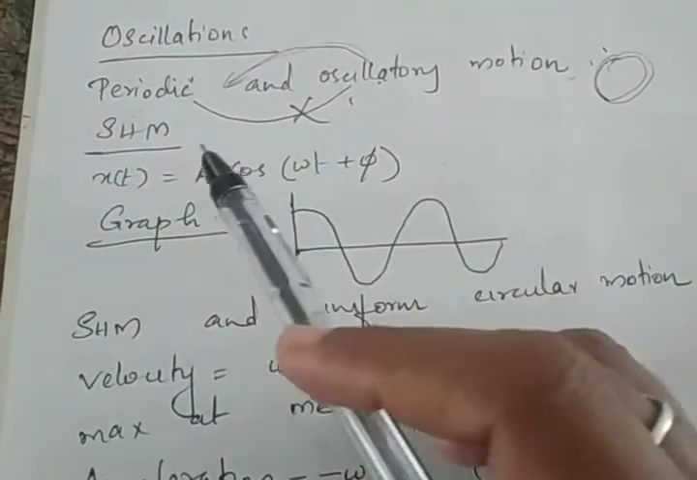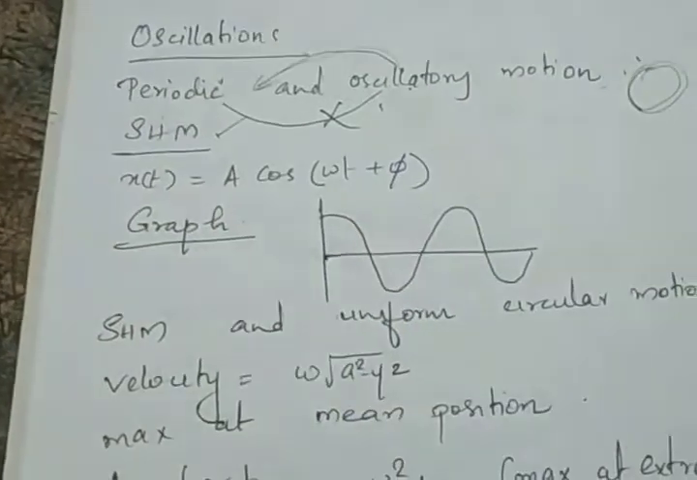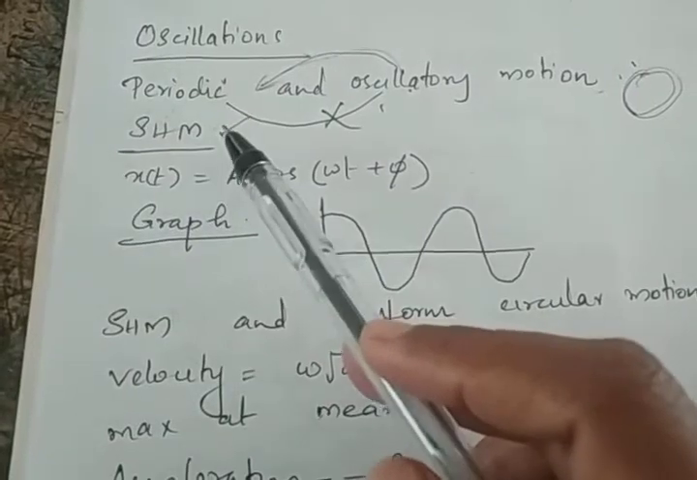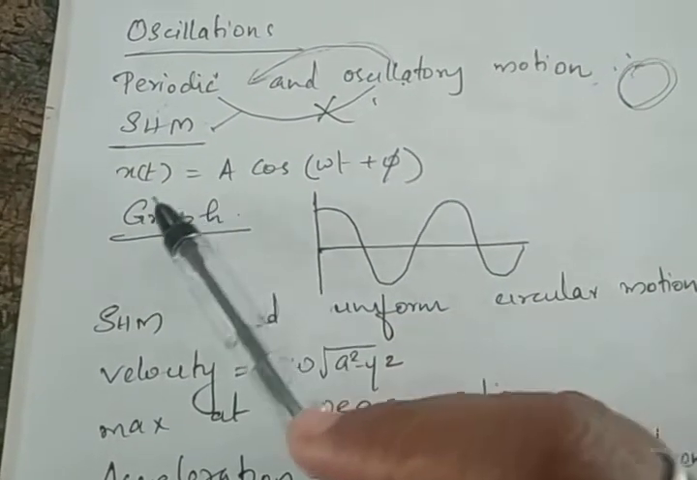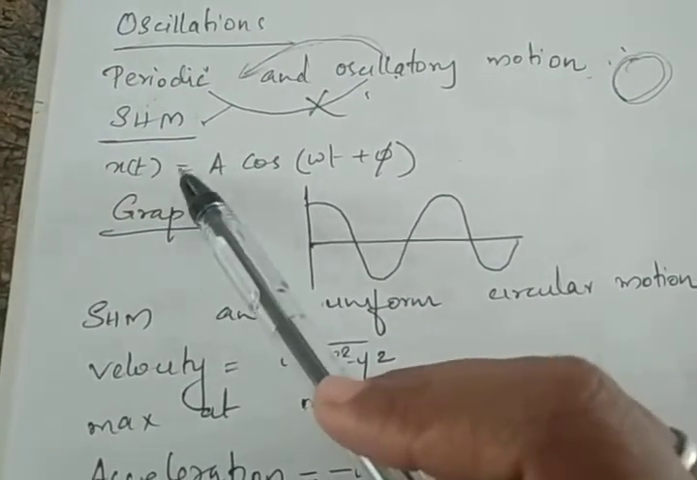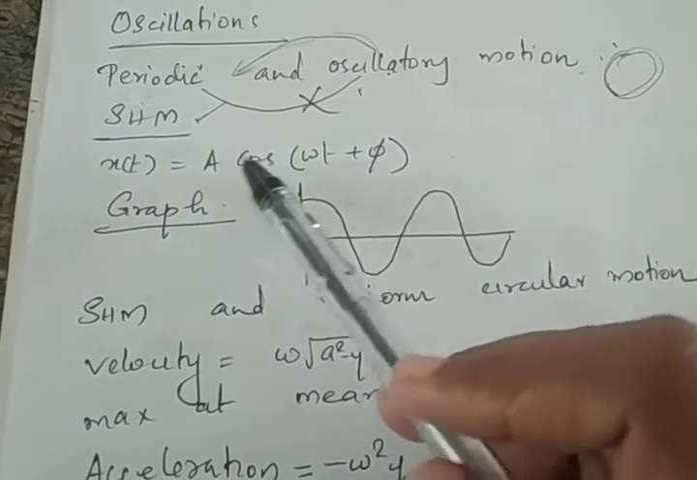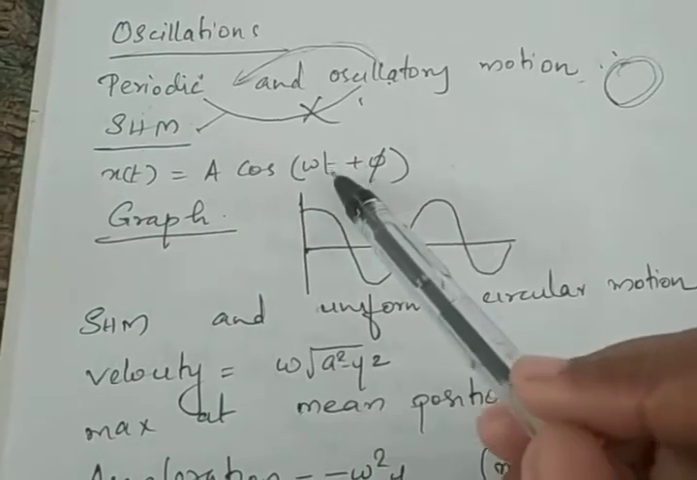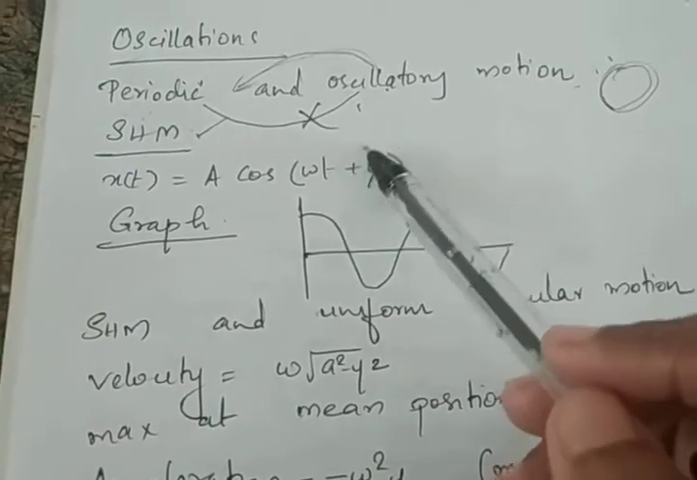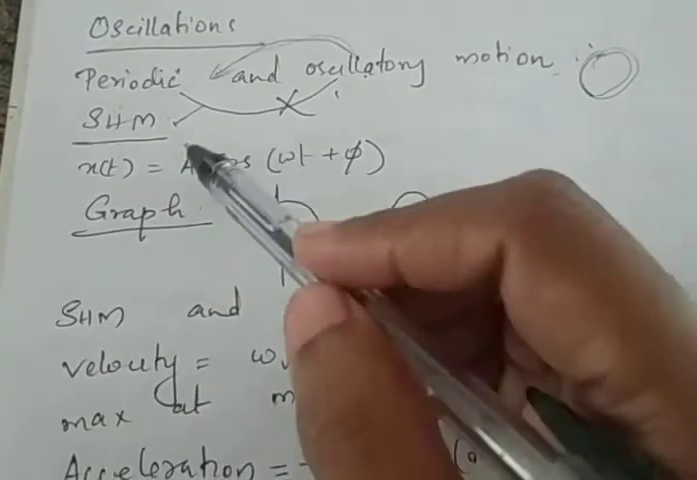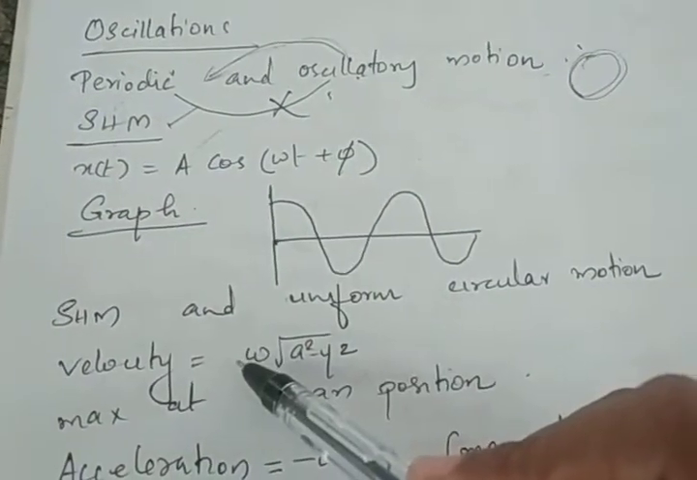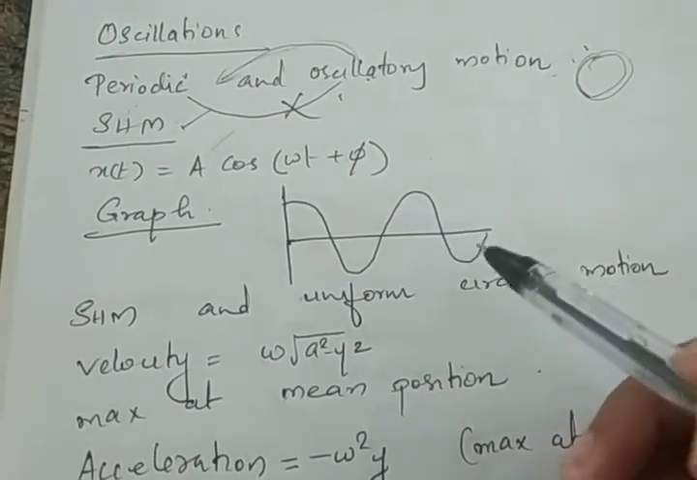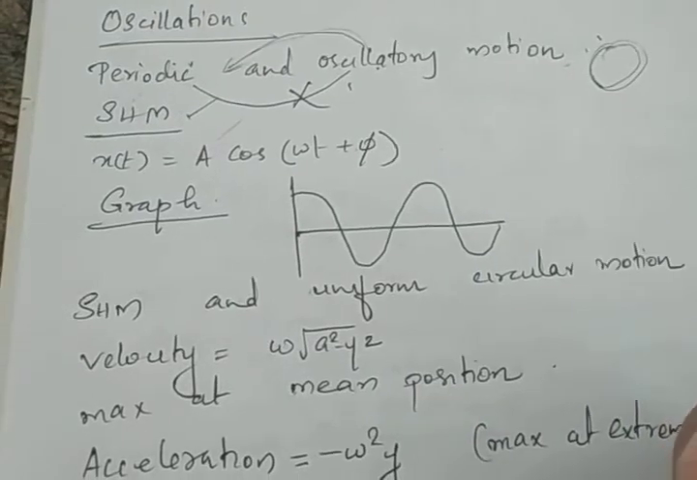And in this, the simplest form of oscillatory motion is simple harmonic motion. Simple harmonic motion, SHM, is the simplest type of oscillatory motion. And a simple harmonic motion can be represented by this expression: x of t equal to a cos(omega t plus phi), where a is the amplitude, omega t plus phi is the phase, and phi is the phase constant. This is the way to represent the displacement of a simple harmonic motion, and this graph represents the wave of a simple harmonic motion.